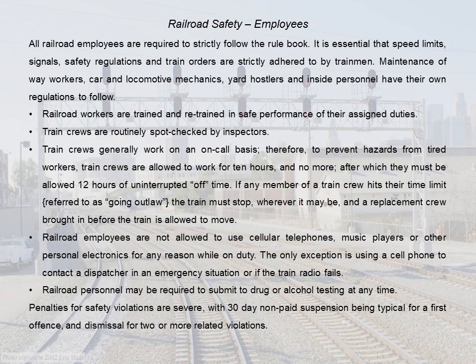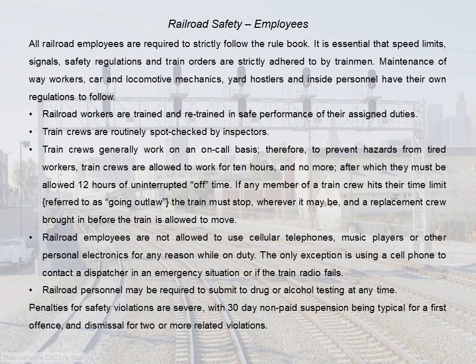All railroad employees are required to strictly follow the rule book. It is essential that speed limits, signals, safety regulations, and train orders are strictly adhered to by trainmen. Maintenance of way workers, car and locomotive mechanics, yard hostlers, and inside personnel have their own regulations to follow. Railroad workers are trained and retrained in safe performance of their assigned duties. Train crews are routinely spot checked by inspectors.